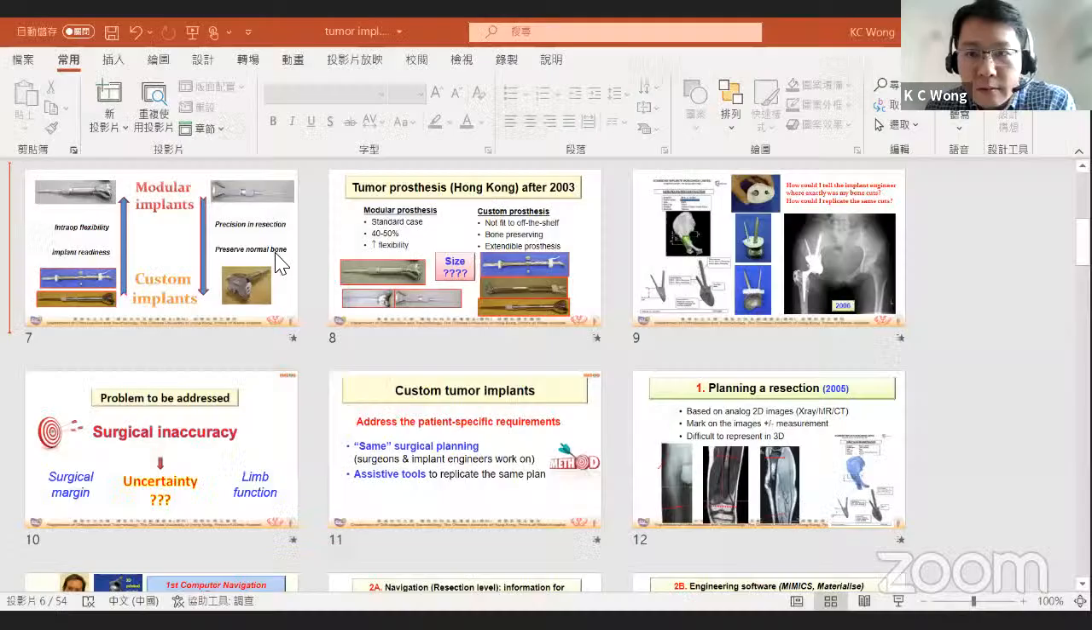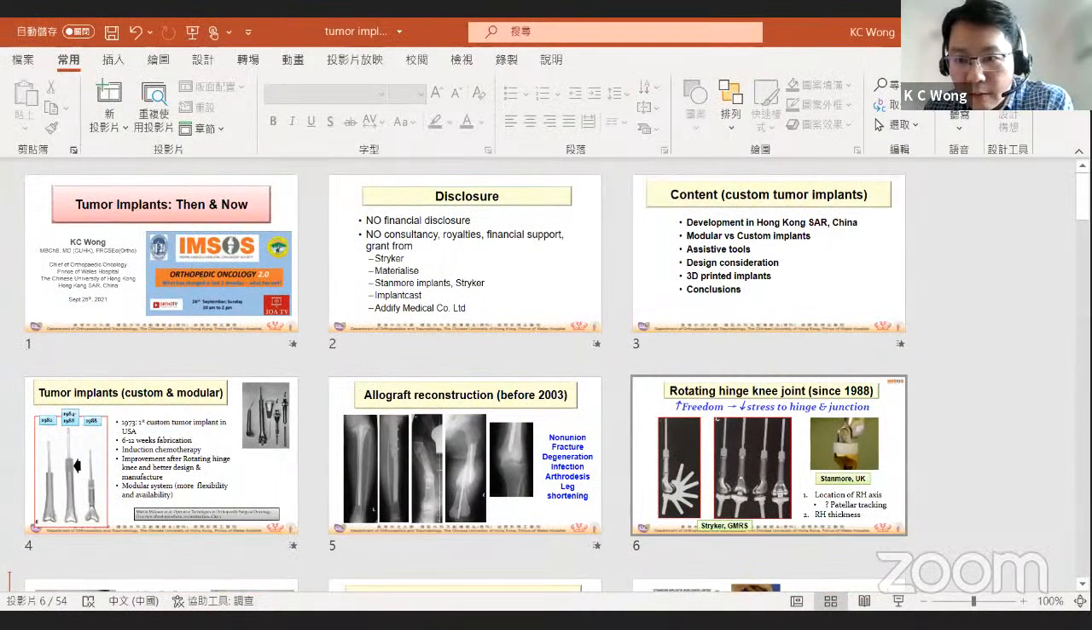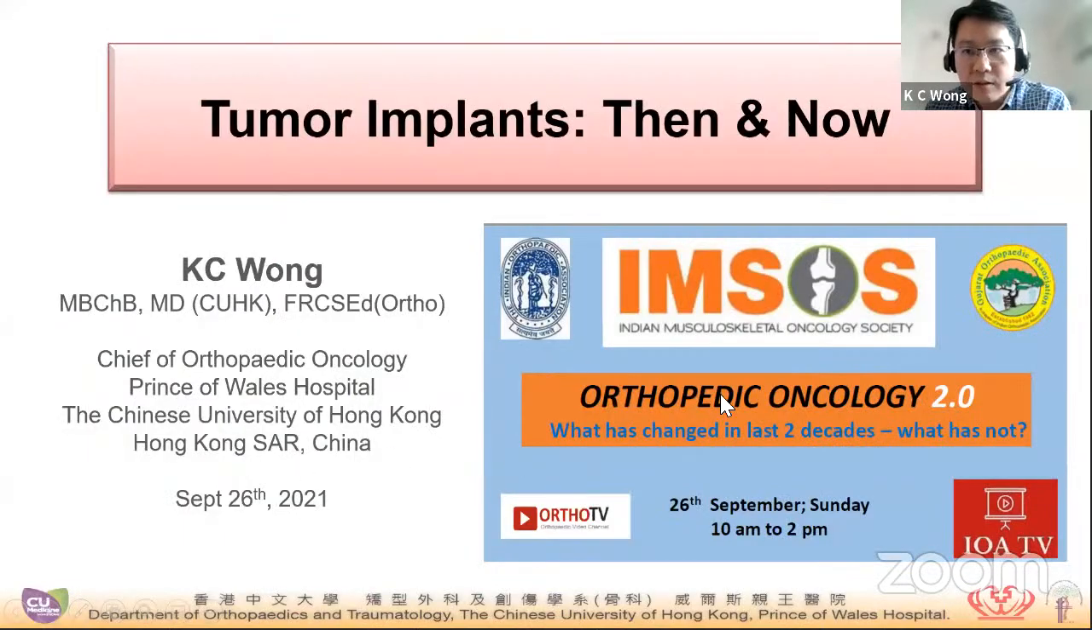I just want to share the story behind all this tumor implant development in our small unit in Hong Kong, with around 7.5 million population. So let me share my screen first. Can you see my screen?